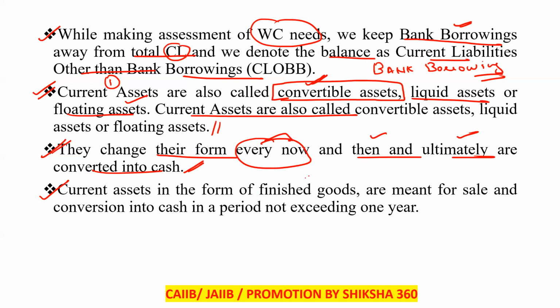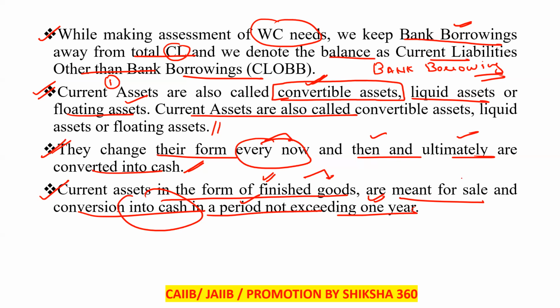So current assets in the form of finished goods, clear? Current assets in the form of finished goods are meant for sale and conversion into cash in a period not exceeding 1 year, clear? Anything in the form of finished goods meant for sale and conversion into cash in a period not exceeding 1 year comes under current assets, clear?